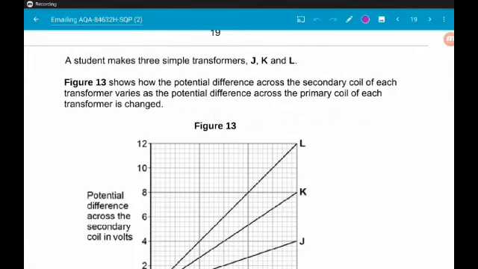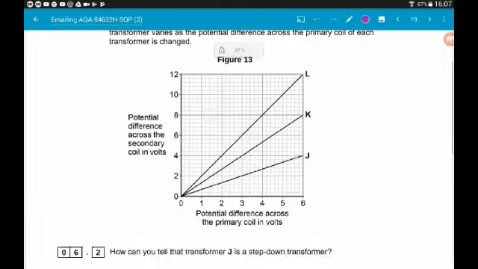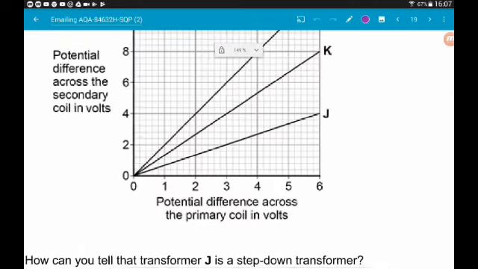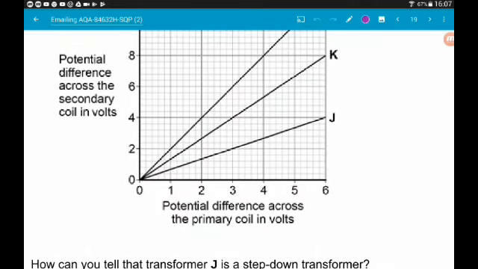Okay, a student makes 3 simple transformers, J, K and L. Figure 13 shows how the potential difference across the secondary coil varies as the potential difference across the primary coil is changed. So here's our graph. So we've got potential difference across primary coil along the bottom, potential difference across the secondary coil going up the side.